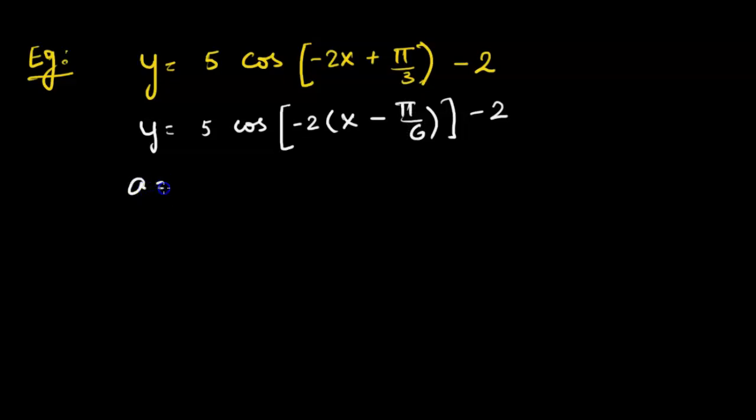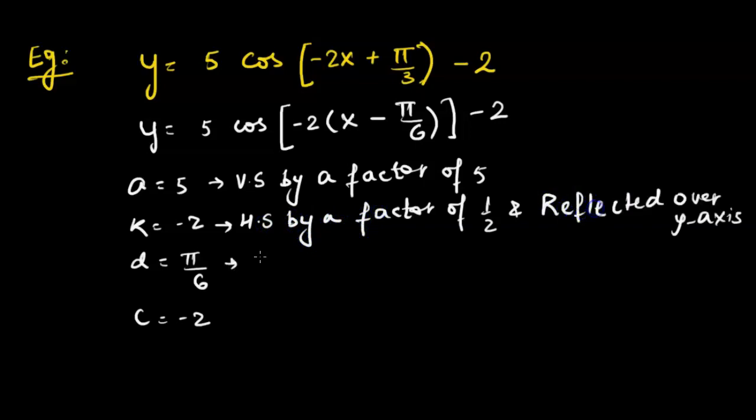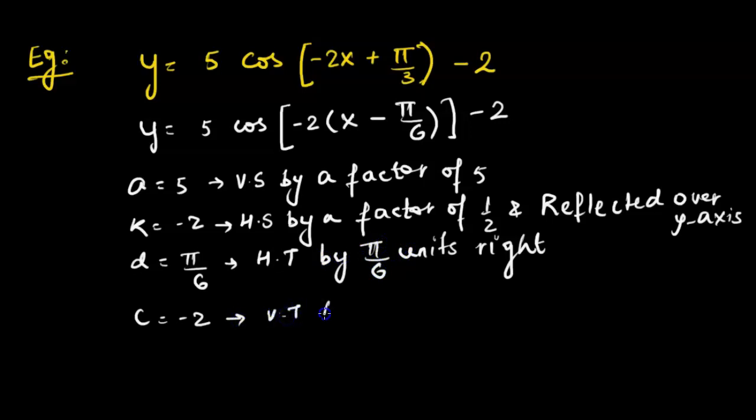Now we know the a value is 5, k is -2, d is positive pi/6, and c is -2. a is 5 means the graph is vertically stretched by a factor of 5. k is -2 means the graph is horizontally compressed by a factor of 1/2 and reflected over the y-axis. d is pi/6 means the graph shows a horizontal translation of pi/6 units right, and c is -2 means the graph shows a vertical translation of 2 units down. So these are the transformations described for this particular equation.